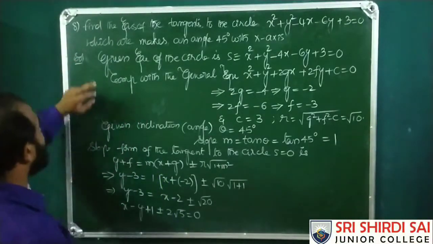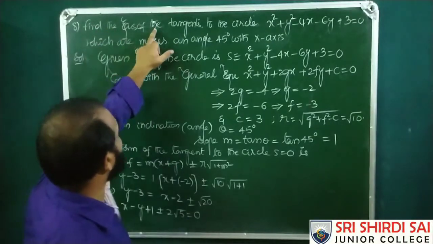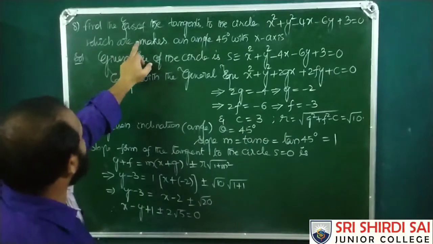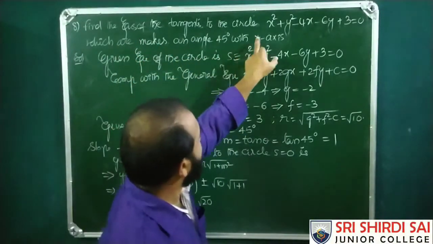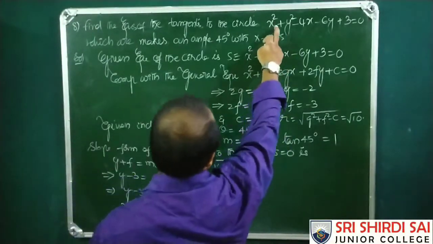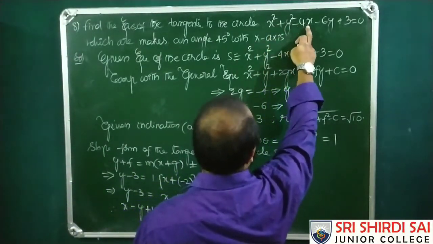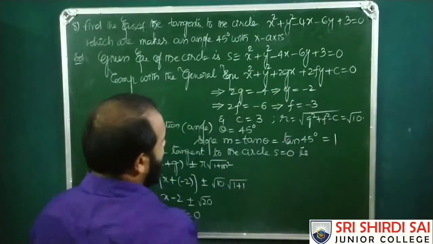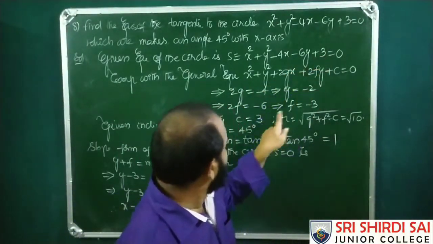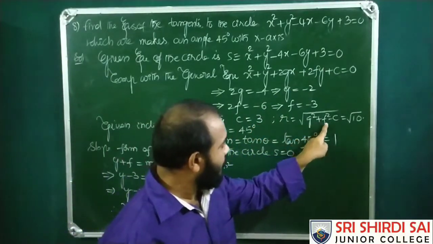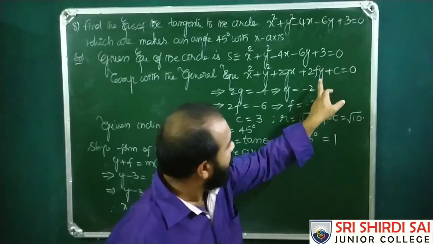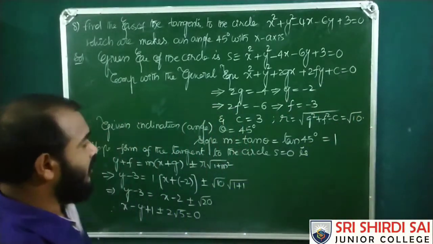The next question is a similar kind of question. Find the equation of the tangents to the circle which are making an angle of 45 degrees with the x-axis. So as usual the circle is given. So this circle I've compared with the general equation of a circle. Then the g value and f value I got. And c is equal to the constant 3. Radius is equal to the square root of g square plus f square minus c. So 2 square 4, 3 square 9, 9 plus 4 is 13, minus 3 that is 10, under root.